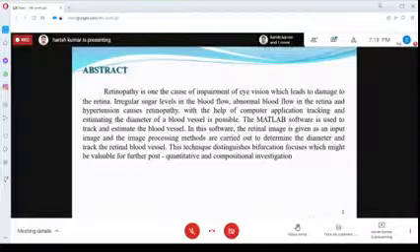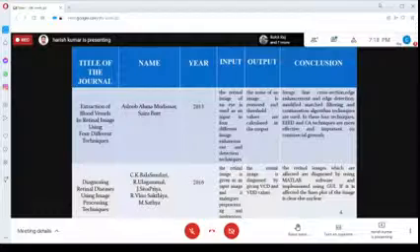In this software, the retinal image is given as an input image, and the image processing methods are carried out to determine the diameter and track the retinal blood vessel. This technique distinguishes bifurcation points, which might be valuable for further quantitative and compositional investigation. This is one of the application examples of image processing that I am going to talk about.